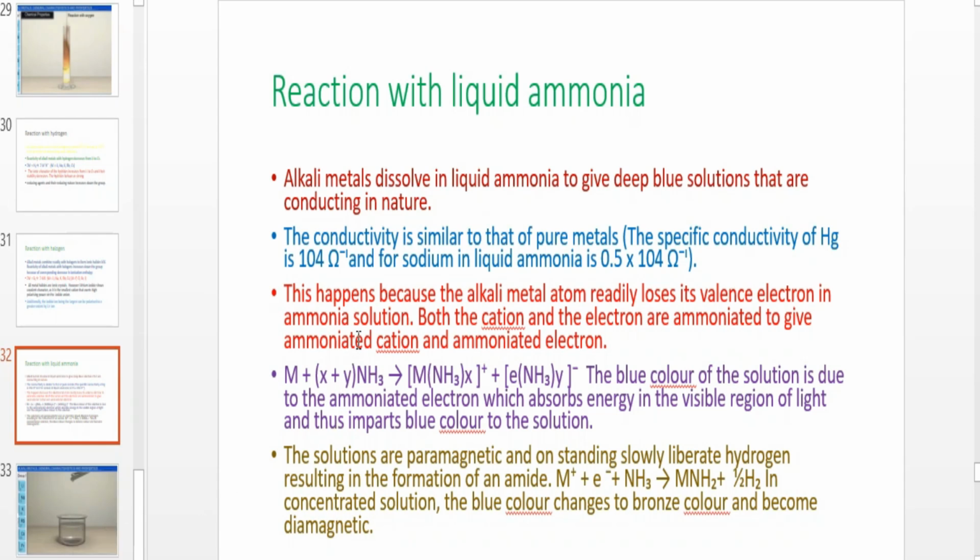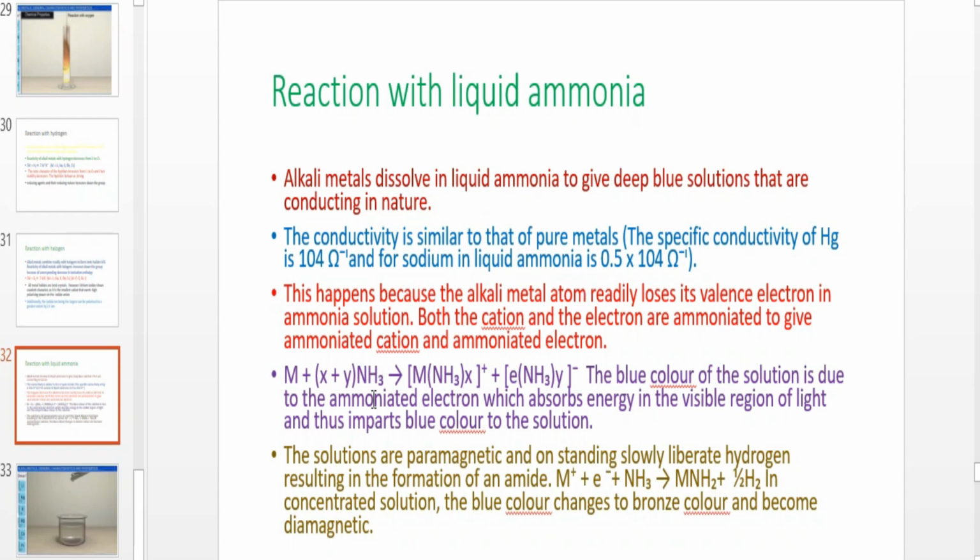Why do the metals conduct electricity as they dissolve in ammonia? Because the conductivity of these metals in ammonia is comparable to that of mercury. The specific conductivity of mercury is 10^4 per ohm, and when sodium is in liquid ammonia, its specific conductivity is 0.5 into 10^4 per ohm. That's why, when these alkali metals are dissolved in ammonia, they exhibit conductivity.